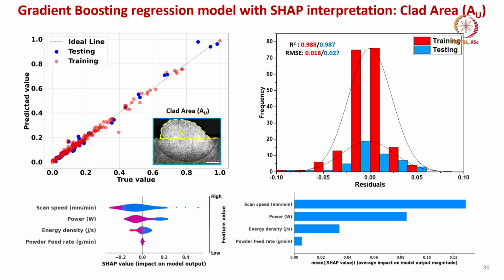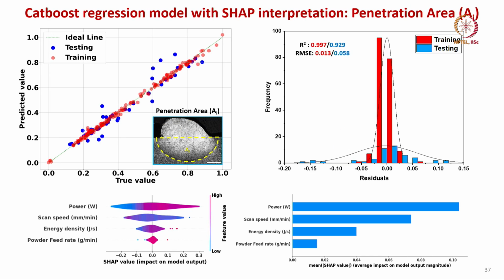So, clad area is again gradient boosting. Except for the depth, all are gradient boosting, and here again, similar to earlier cases, you can very clearly see that the clad area training data sets are essentially very much Gaussian distribution, as well as the testing data sets. So, scan speed does have a strong impact on the output magnitude here. Now, in the case of the penetration area, it is a CatBoost regression model. Penetration area is like this particular area here.